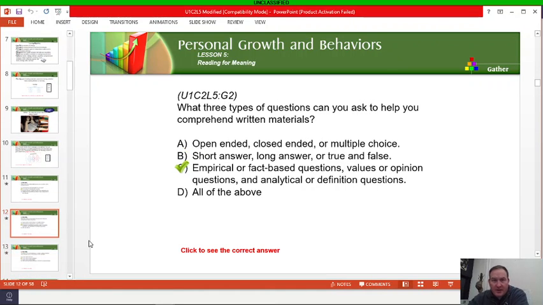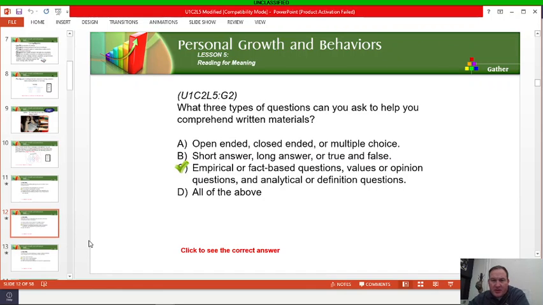Okay, so the lesson this week, and actually it's going to carry into next week as well for the LET ones, is Unit 1, Chapter 2, Lesson 5. It is reading for meaning. So at this point you should have already read through the text. So we'll have a few questions here just to help spur your memory or help with the comprehension piece from what you've already read.